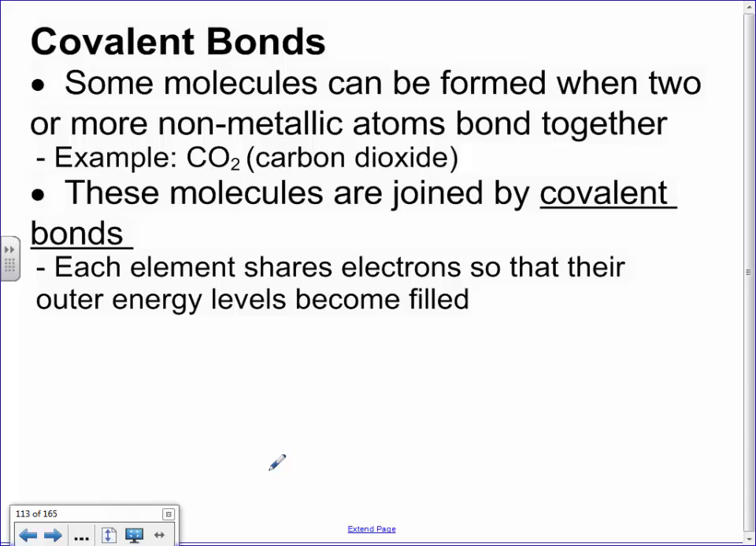Okay, let's talk more about covalent bonds because I don't want to lecture you guys. You guys know what you need to do. You just need to do it. So here's how it works. Covalent bonds, like I already said before, are when you have non-metals bonding together.